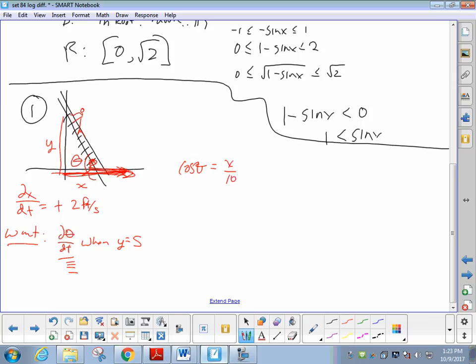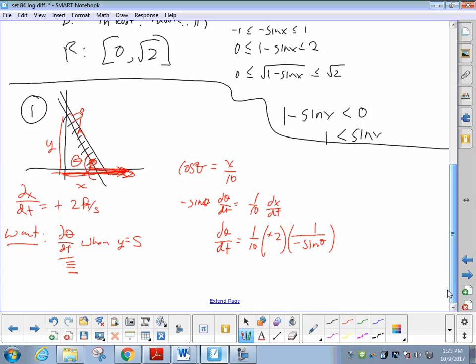Cool. Differentiate with respect to time. What's the derivative of cosine with respect to time? Negative sine theta d theta/dt equals 1/10 dx/dt. Sub then solve or solve then sub, whichever you prefer. Do both at the same time. d theta/dt is 1/10 of positive 2, divided by negative sine theta.